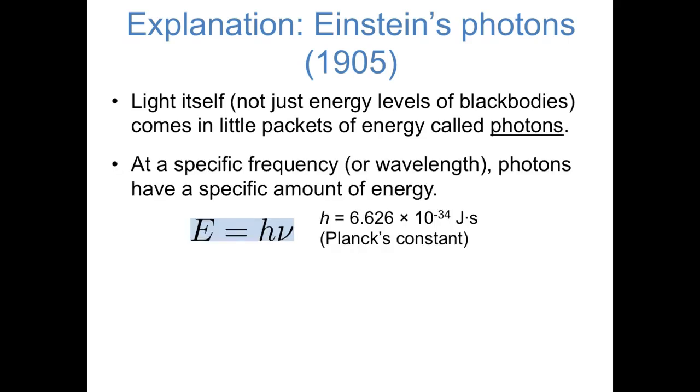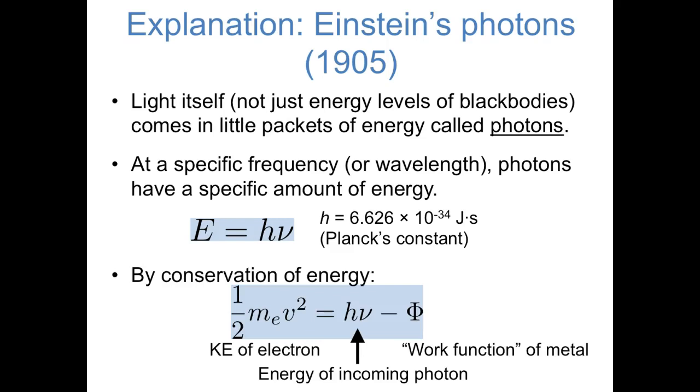This is a very important equation related to the energies of photons. This equation tells us that at a specific frequency of light, photons have a specific amount of energy that's proportional to that frequency. E equals h nu. The energy of one photon equals h, which is Planck's constant, times nu, which is the frequency of the light. Again, notice that Planck's constant h is a really, really small number. So the amount of energy in each one of these little packets, each one of these photons, is really small.